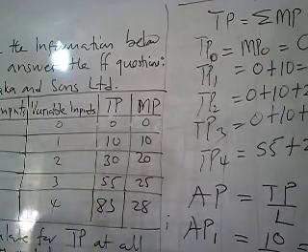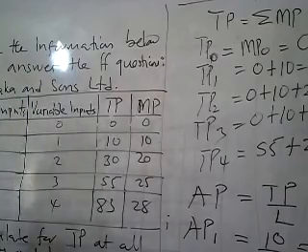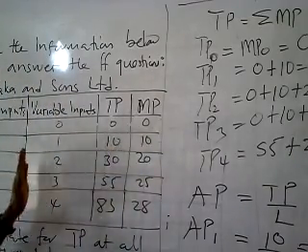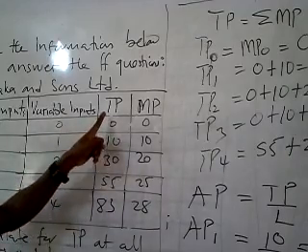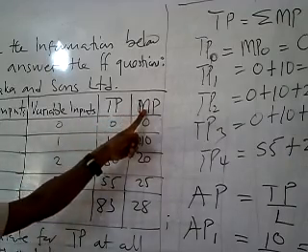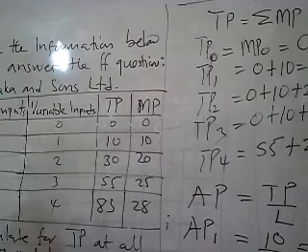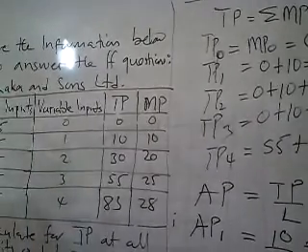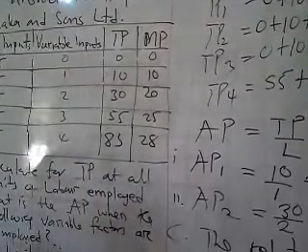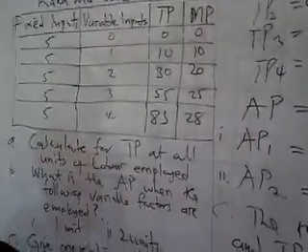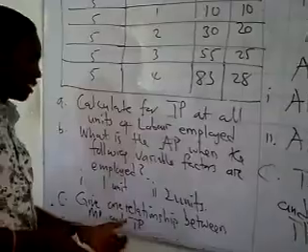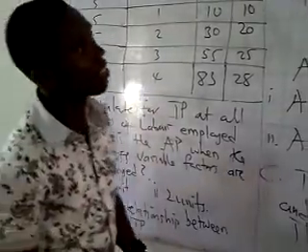So you can also be asked to use this data to draw a curve. So let's look at how we can use this data to draw total product and marginal product curve to determine the relationship between marginal product and total product. So we are going to draw a simple curve showing marginal product and total product. So let's look on the board. Marginal product and total product curve.